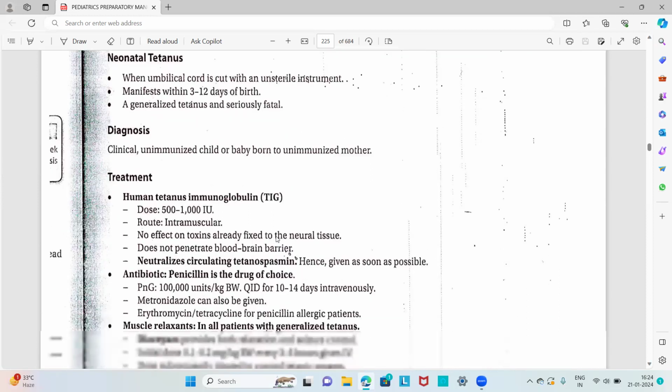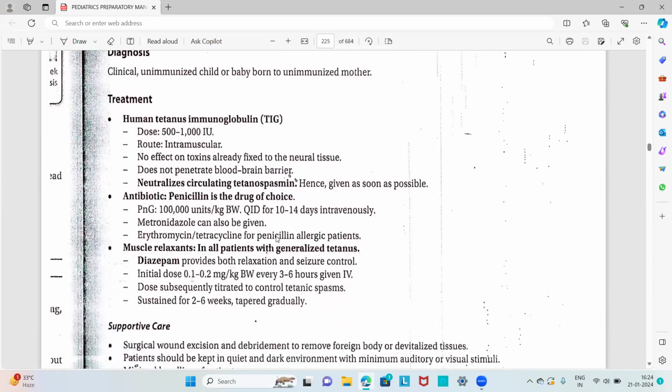And how will you treat the tetanus infection? The human tetanus immunoglobulin dose is 500 to 1000 international units, and we have to give it through the intramuscular route. It has no effect on toxins already fixed to the neural tissue and does not penetrate the blood-brain barrier. It neutralizes circulating tetanospasmin, hence it is given as soon as possible.